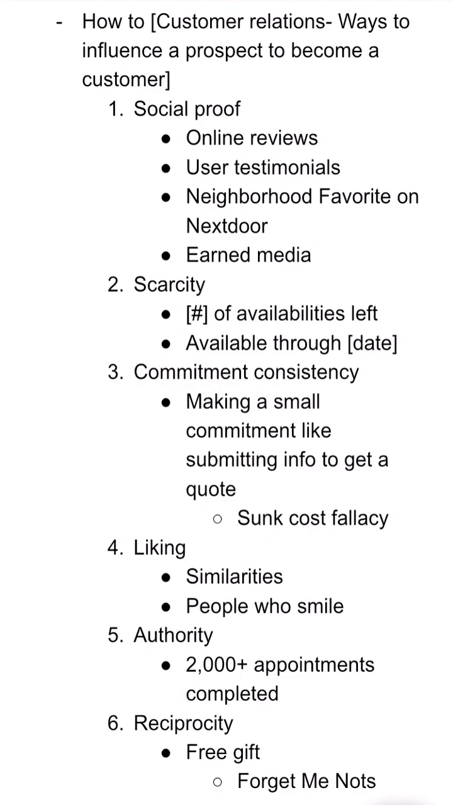So that's kind of the concept of the 6 categories, let's say, of ways to influence a prospect to be a customer: social proof, scarcity, commitment, consistency, liking, authority, and reciprocity.